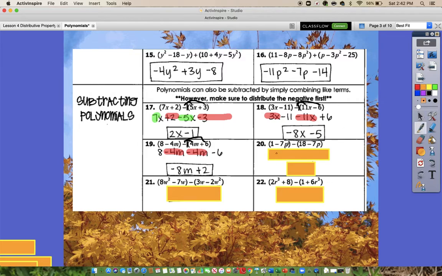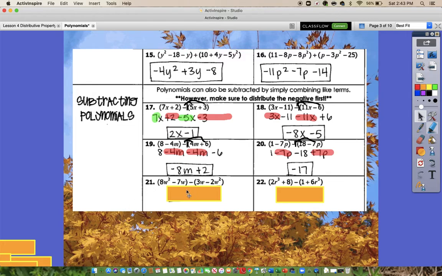Okay, it's 20, distributing that negative sign. So bring down your first parentheses, 1 minus 7p. Negative 1 times 18 gives me negative 18, and negative 1 times negative 7p gives me positive 7p. Now this time, when I combine these variable terms, I have negative 7p plus positive 7p. So this time I do get 0 for my variable term. Negative 7 plus positive 7 gives me 0. So I'm not going to have that p variable anymore. I'm just going to combine these constants. 1 plus negative 18 gives me negative 17 as my final answer.